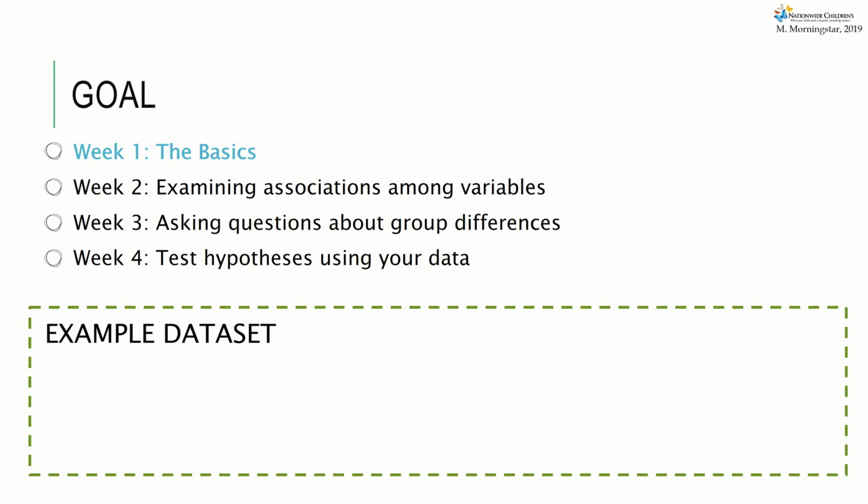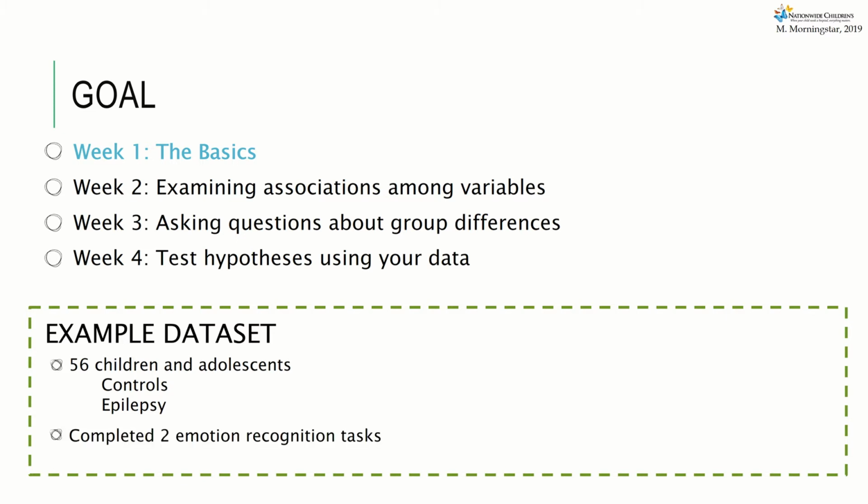We'll have an example data set for us to use. This is data that was collected from 56 children and adolescents. Some of them were part of our control group in this study, and the others were patients with epilepsy. This is a study that's ongoing in Dr. Nelson's lab. They came in and did 2 emotion recognition tasks. They did this in the scanner, but we're not going to talk about any neural data today. We're just going to be looking at their behavioral accuracy on these 2 tasks.